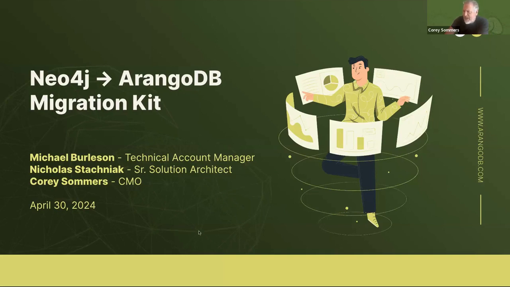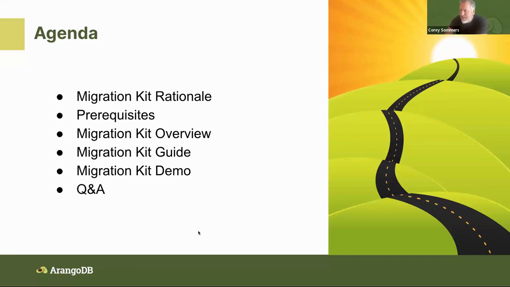So let's take a look at our agenda. First of all, we're going to talk about, what is the rationale for this program? Why did we initiate it? Some of the prerequisites. So what do you need to think about before you engage with this program? We'll go through an overview of the migration kit, take a look at the migration kit guide itself, and then we'll have an in-depth demo of the migration kit and the process that you can undertake to go through this on your own. And then we'll have time for Q&A.